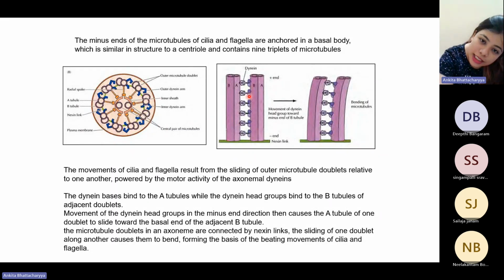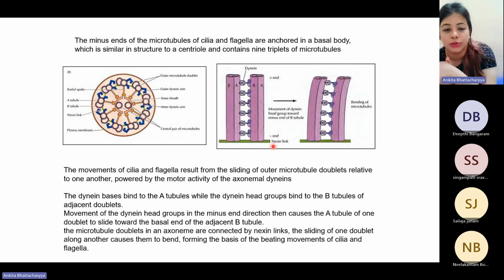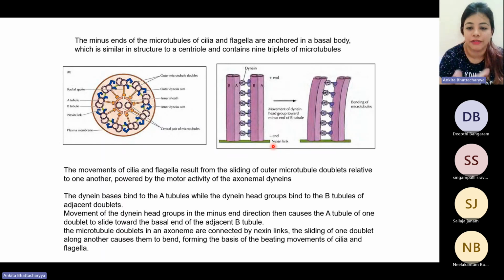You can see multiple tiny dyneins present between these two doublets, and as the dynein head group moves towards the minus end, which is the direction in which it is moving, there is some relative movement with respect to each other. It causes the A tubule of one doublet to slide towards the basal end of the adjacent B tubule. And since they are all connected by Nexin links, the sliding of one doublet causes another one to bend, and therefore it results in an effective movement.